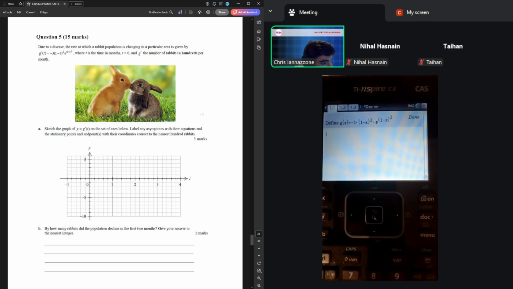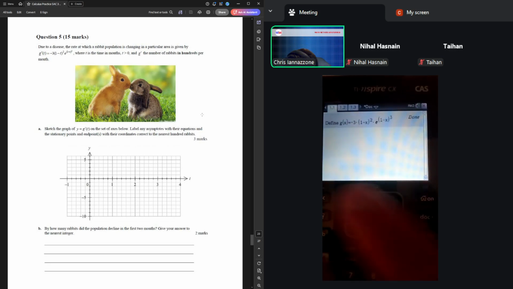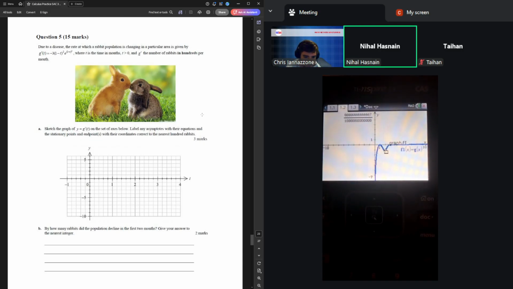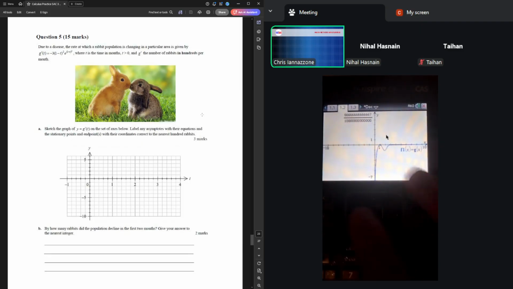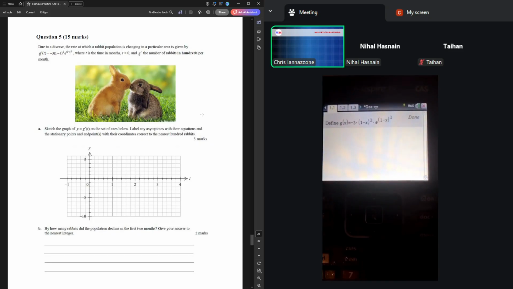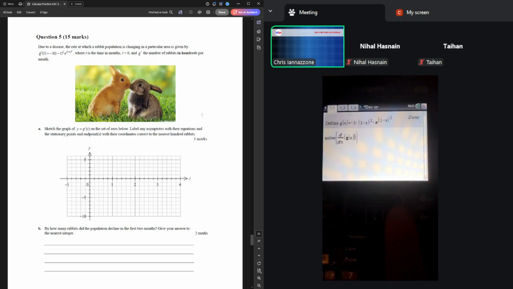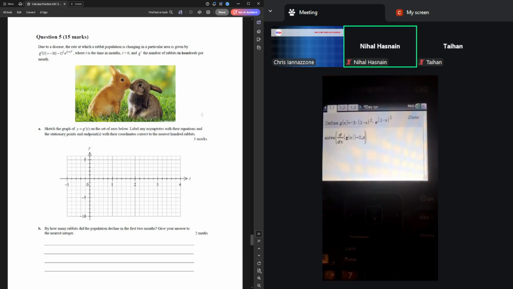Anyway, the other part there is finding the stationary points of the graph. I'm hoping we're all quite used to how we would do that. How might we find the stationary points of this graph? Derivative. Yep, find the derivative, set it equal to 0. Let's go derivative of g equals 0, comma x. That's going to get us our two x coordinates.